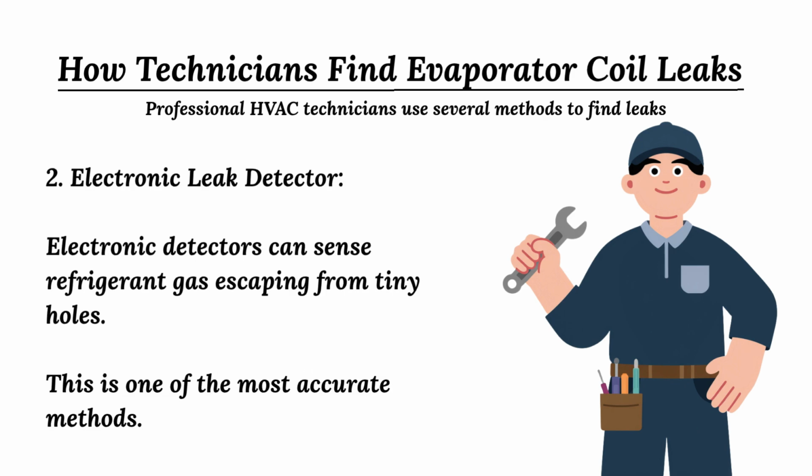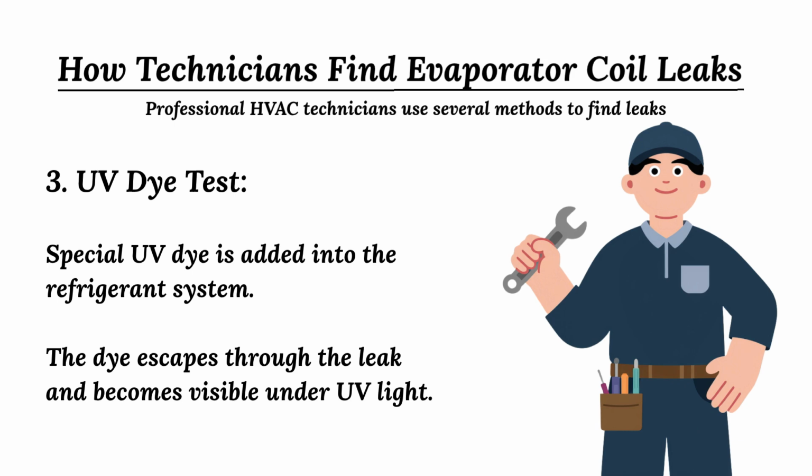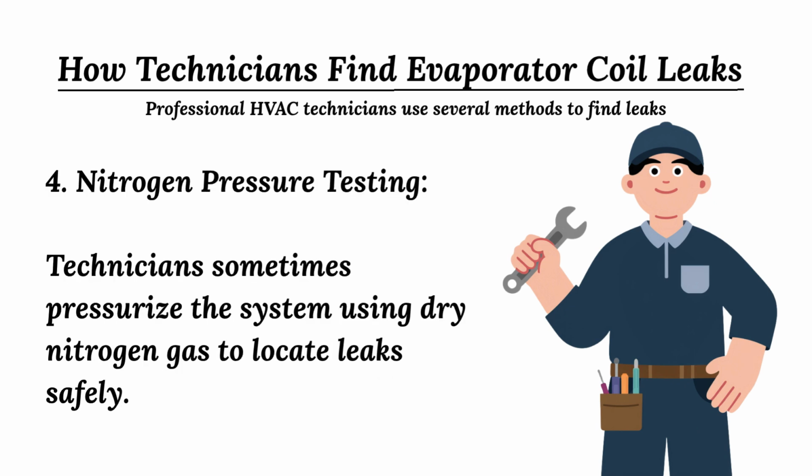2. Electronic leak detector. Electronic detectors can sense refrigerant gas escaping from tiny holes. This is one of the most accurate methods. 3. UV dye test. Special UV dye is added into the refrigerant system. The dye escapes through the leak and becomes visible under UV light. 4. Nitrogen pressure testing. Technicians sometimes pressurize the system using dry nitrogen gas to locate leaks safely.